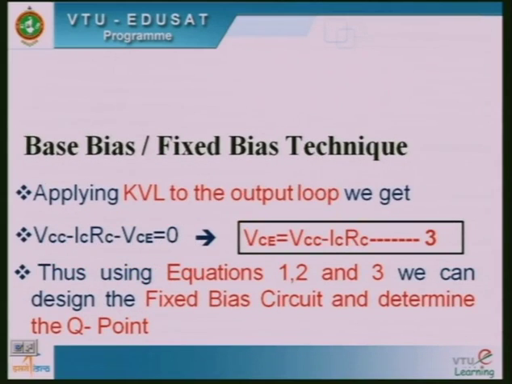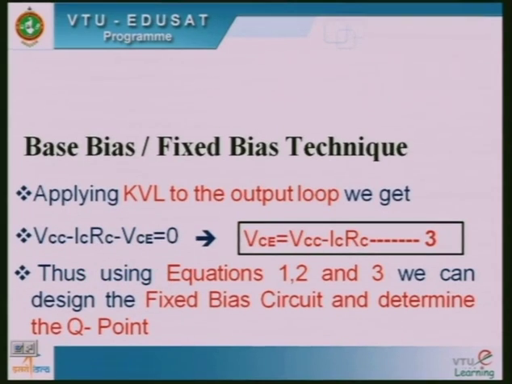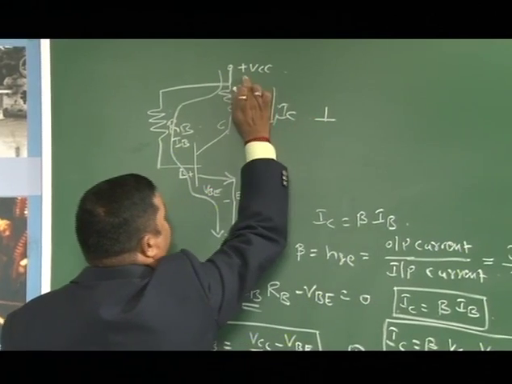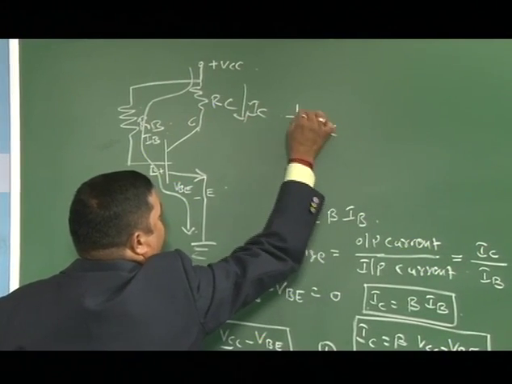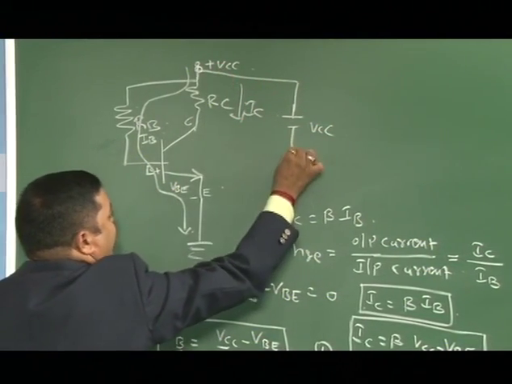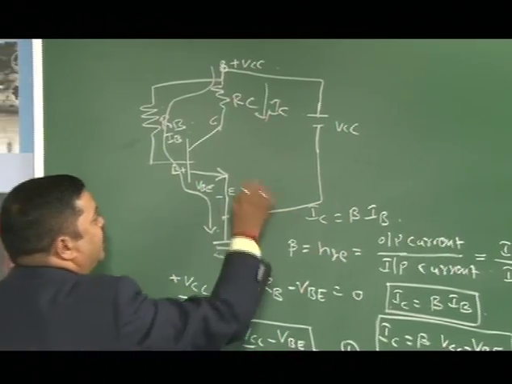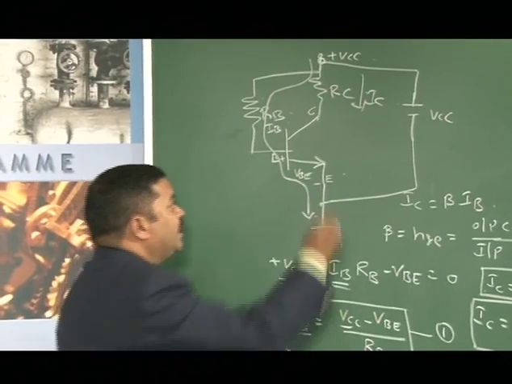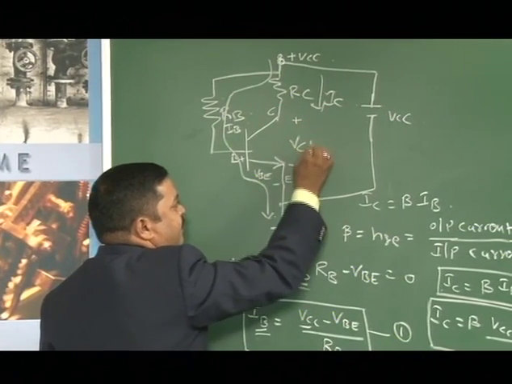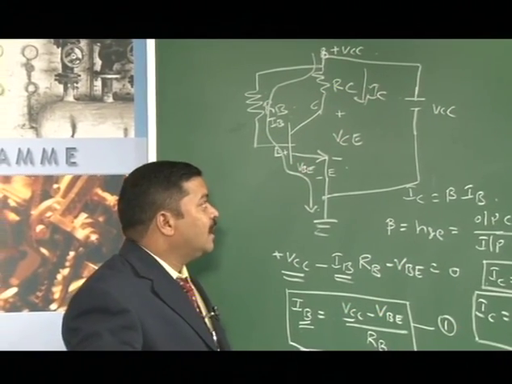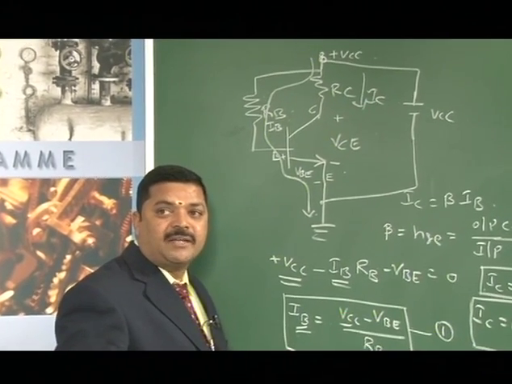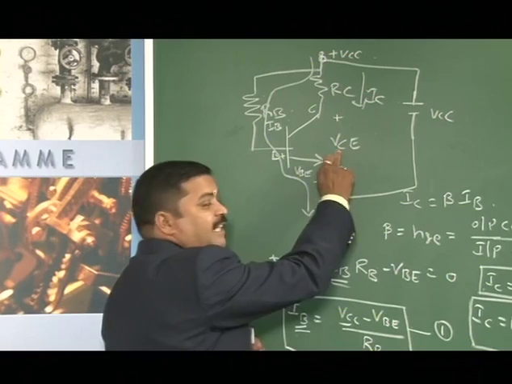Now we also require one more value, which is VCE. In order to find VCE, we look at the output loop. As I told you yesterday, the positive and negative of the battery VCC: positive is connected to this point and negative is connected to this point. Therefore a loop is formed, and here plus minus VCE will be there. So we need to find VCE. I told you in the last class, KVL plays a very important role in biasing. So let us apply KVL to find VCE.